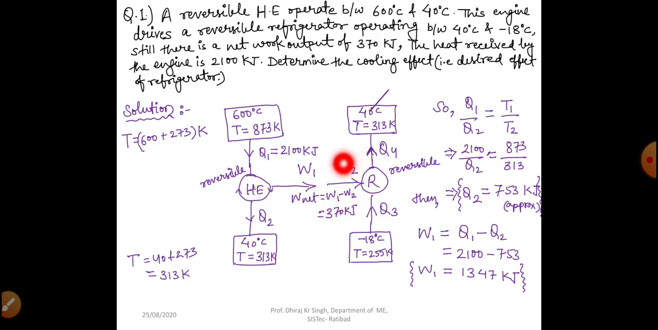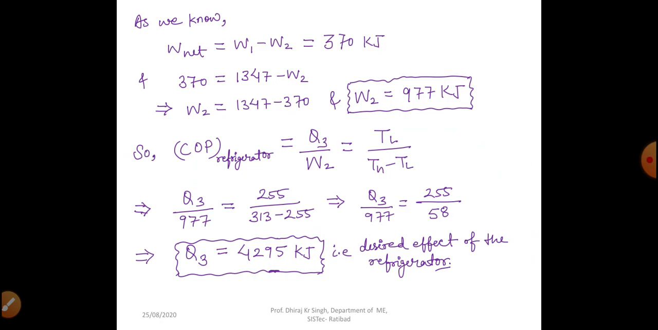Now we can easily find W2, because we know W net and we know W1. From the formula, W net equals W1 minus W2, 370 kilojoule. So W net is 370, W1 is 1347 minus W2. Now we have W2 as 977 kilojoule.